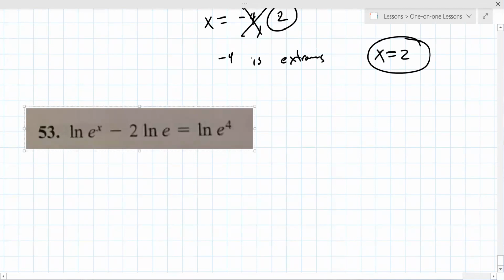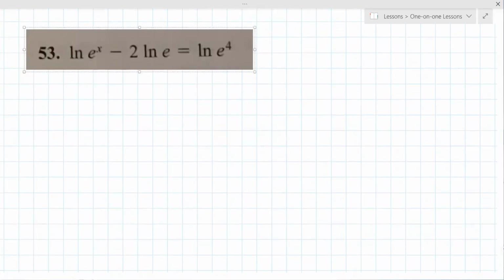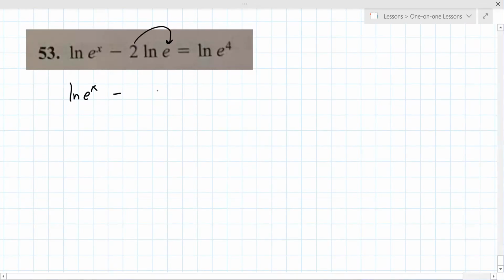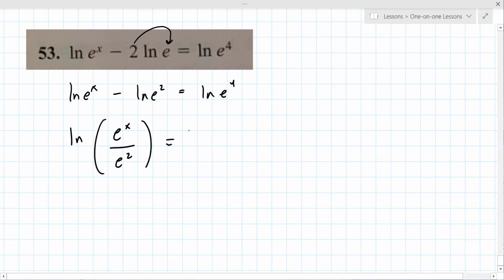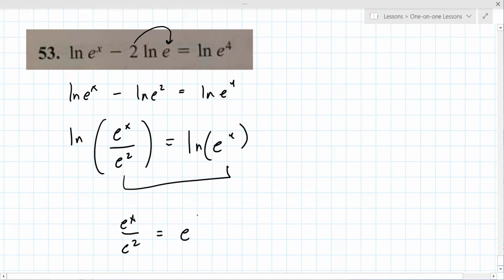53. So kind of the same thing here, but a little extra wrinkle. This 2 needs to come here. Natural log e to the x minus natural log e squared equals natural log e to the 4th. There's another way to do this, but this pattern is what we've been doing. So this becomes natural log e to the x over e squared, because subtraction becomes a division, over natural log e to the 4th. You can set these equal because they're both ln's. So you get e to the x over e squared equals e to the 4th.